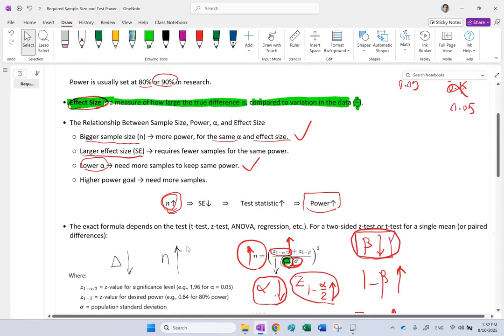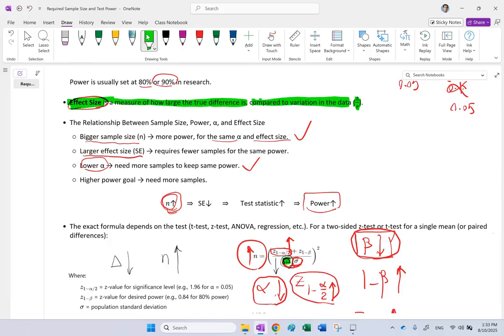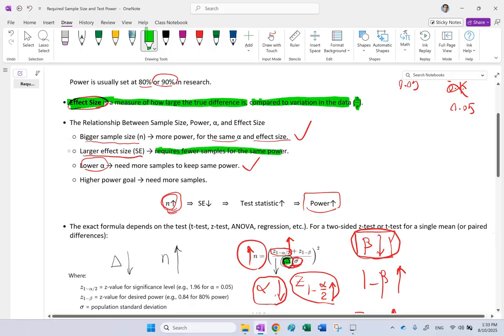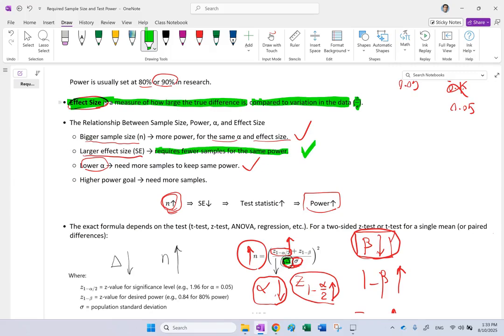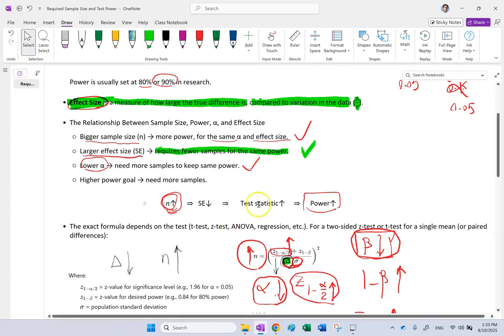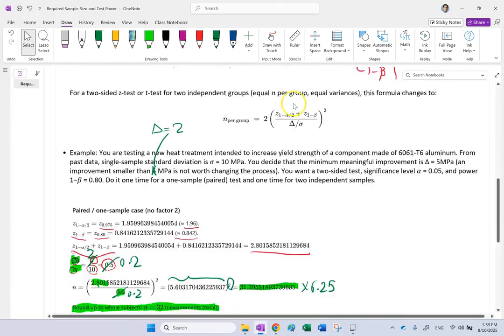So the smaller the difference that we want to call significance, inversely proportional to the square of it, we need a bigger sample size. Okay, so I hope that you can see the effect of them in this formula.